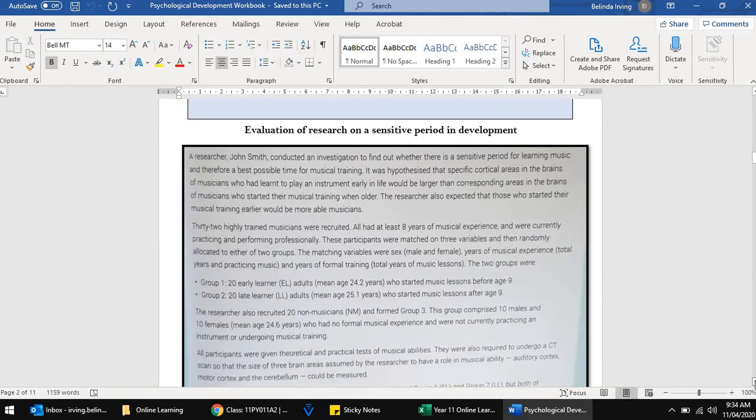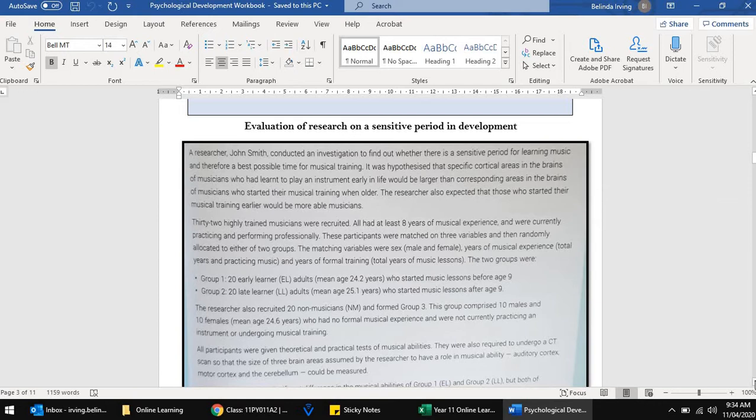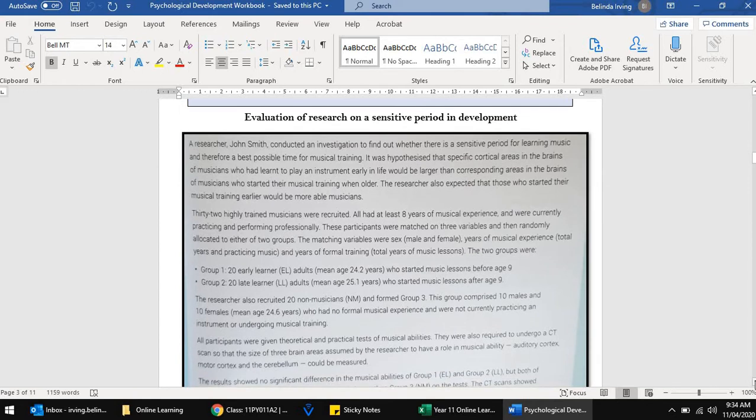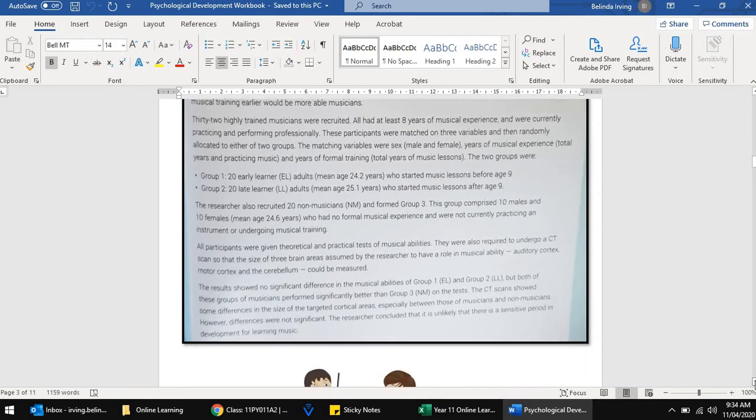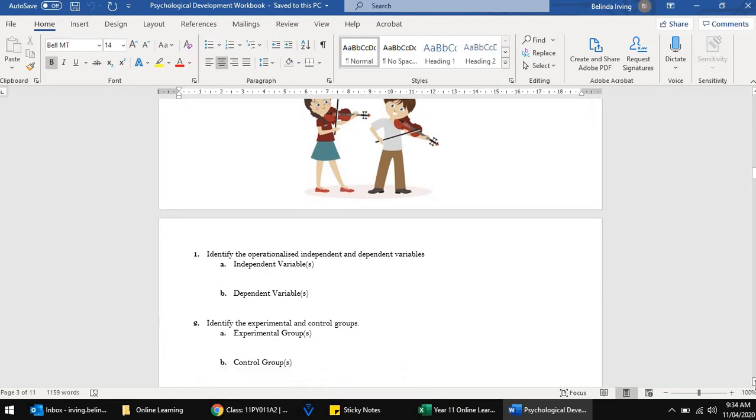All right, so next one is an evaluation of research. And you will need to learn how to do this. So this actually gives you an opportunity to do different types of evaluations of research. There are SACs that are very similar to this, so giving you a chance to practice them. So read this one, it's about sensitive periods, and if you've done the logbook, which you should have, then you just go through and relate it.